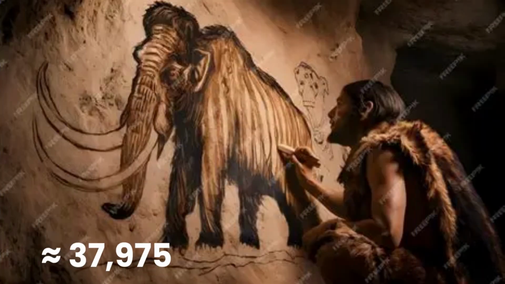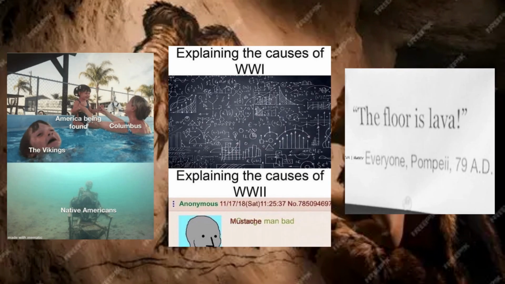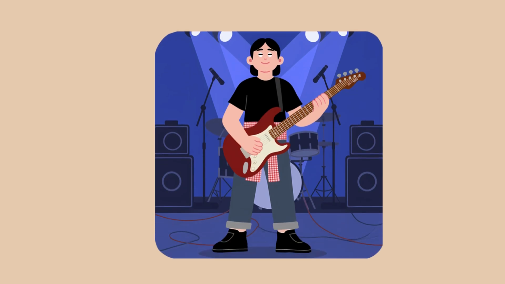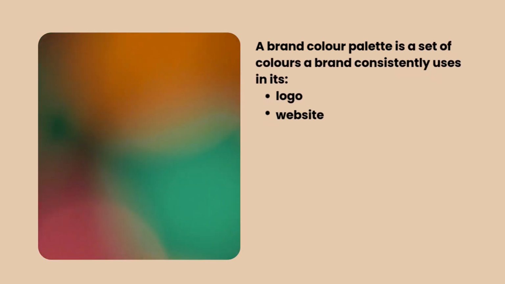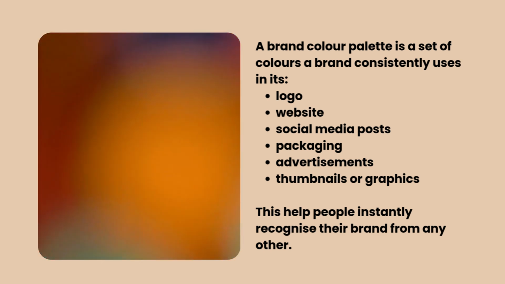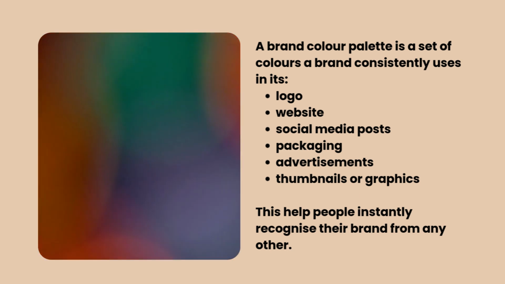Colors were used over 40,000 years ago, but no one cares about that, so let's get into the topic before this turns into a history lesson. Think of a brand color palette as a signature palette that a company carries everywhere, like a band that always performs with the same stage light. The brand uses the same colors, so people instantly recognize it. A brand color palette is a set of colors a brand constantly uses in its logo, website, social media posts, packaging, advertisements, thumbnails, or graphics. This helps people instantly recognize your brand from any other.